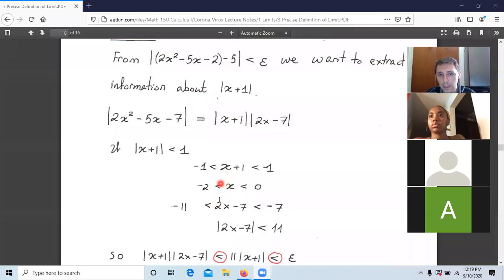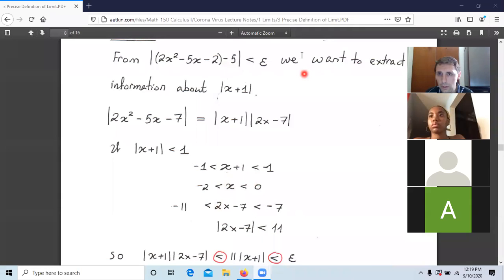And then I just multiply by 2 and subtract 7. I'm manufacturing 2x minus 7. That's what I try to get rid of. So 2x minus 7 is between -11 and -7. And that means that absolute value of 2x minus 7 is definitely less than 11.